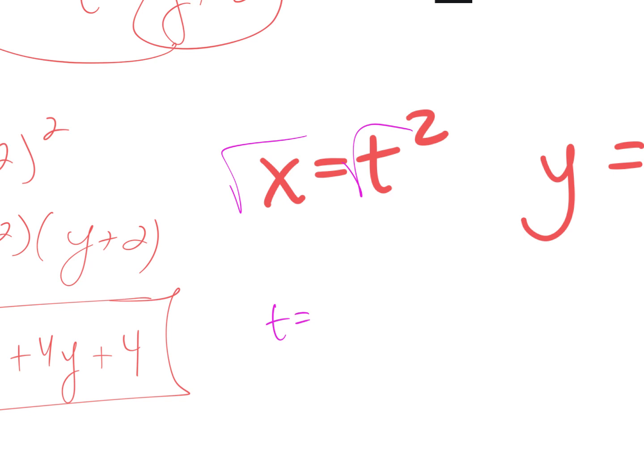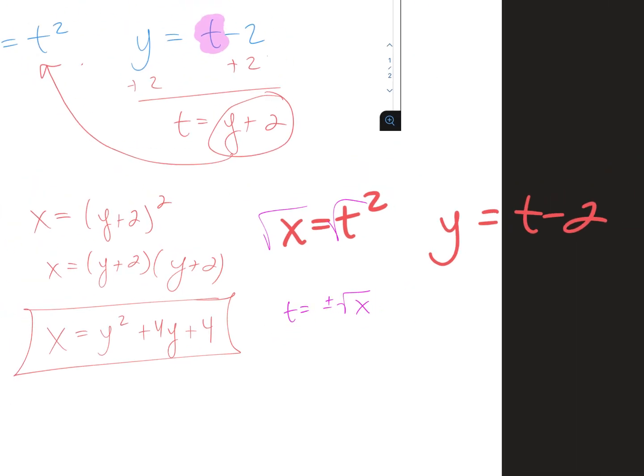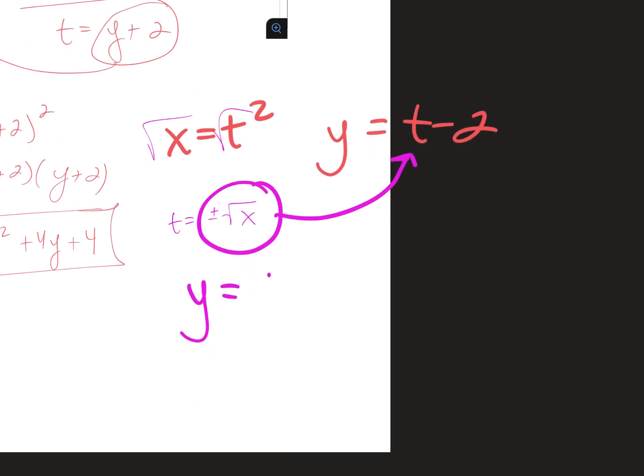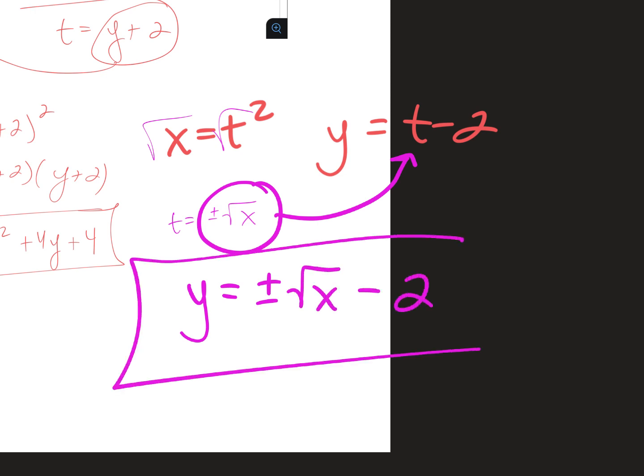Am I missing anything? Very good. What should go in front? What should go in front? Plus or minus, right? Good, very good. So what we're going to do here is take this and plug it in where? Right there. So this becomes y equals, instead of t, I have plus minus the square root of x minus 2. And there's your rectangular equation.